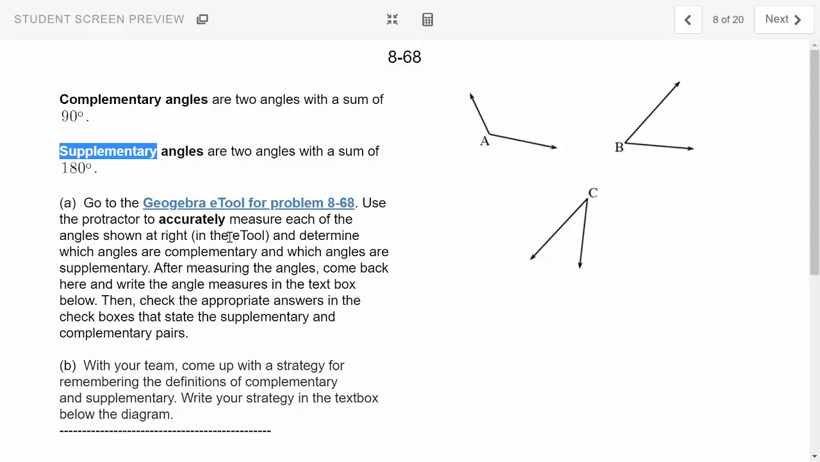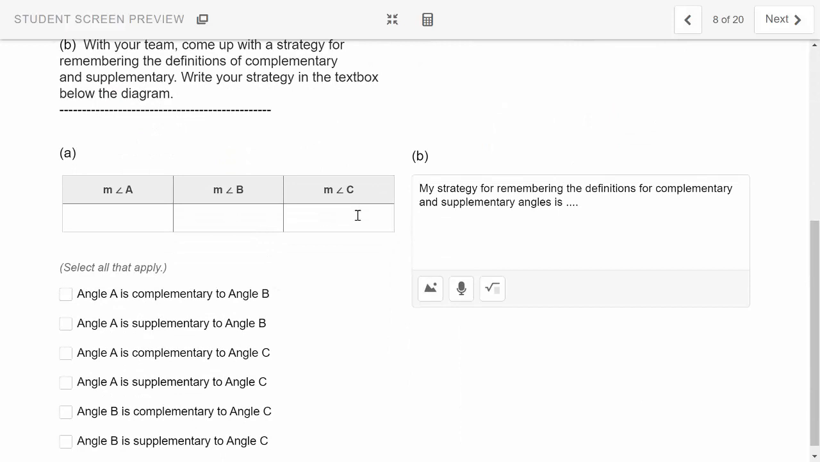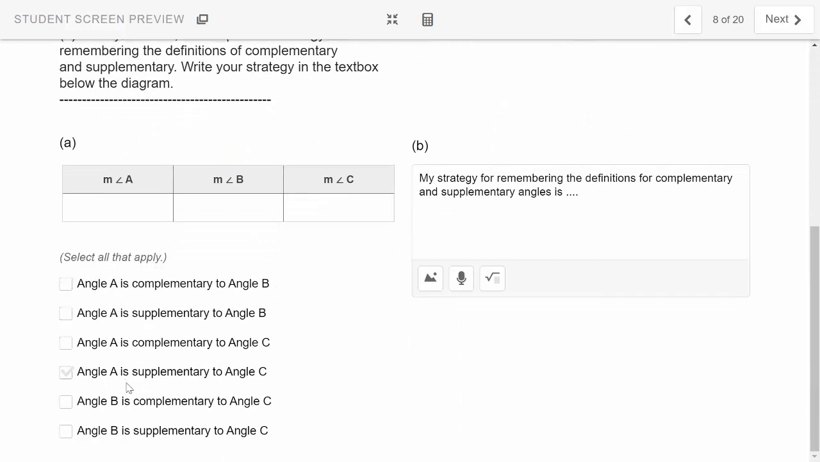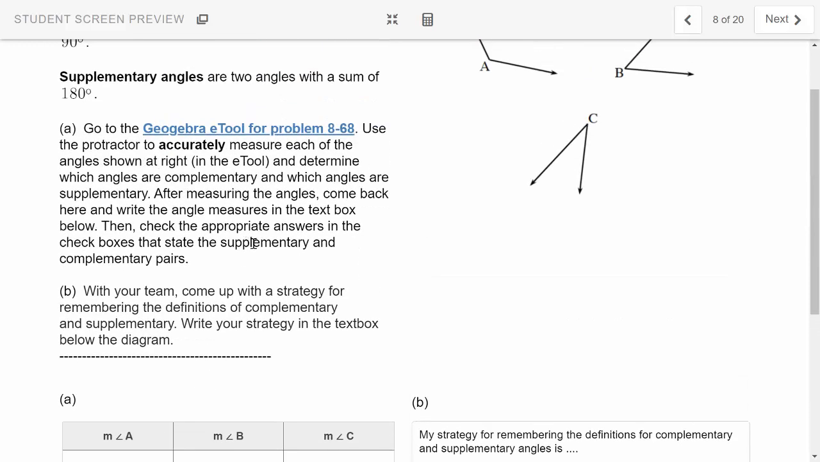Part A, you need to go back and accurately measure these three angles, and using our GeoGebra tool, you're going to type those accurate answers here and then tell me which pairs of angles are complementary and which pairs are supplementary. Then I'd like you to come up with a strategy for remembering those definitions. Maybe come up with something that's better than mine, or remind each other of what mine was. Please pause your video and answer that question the same way you did before.